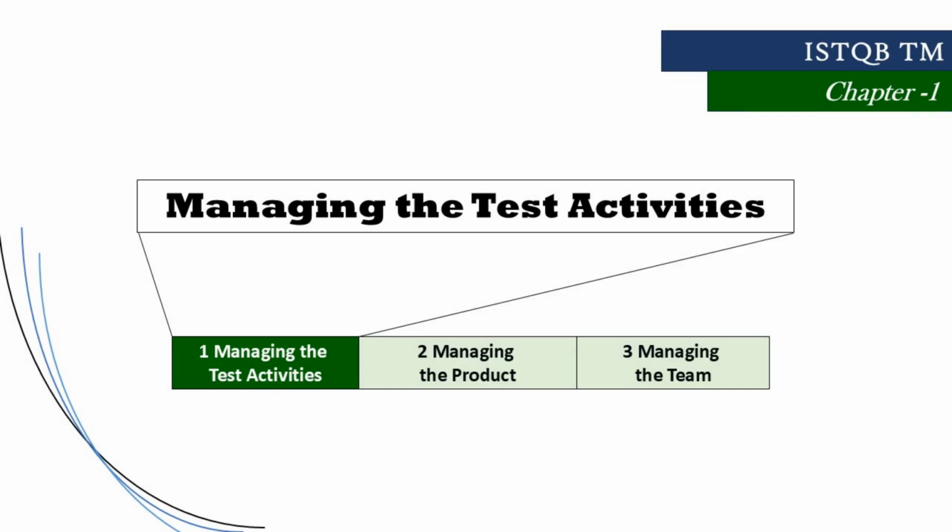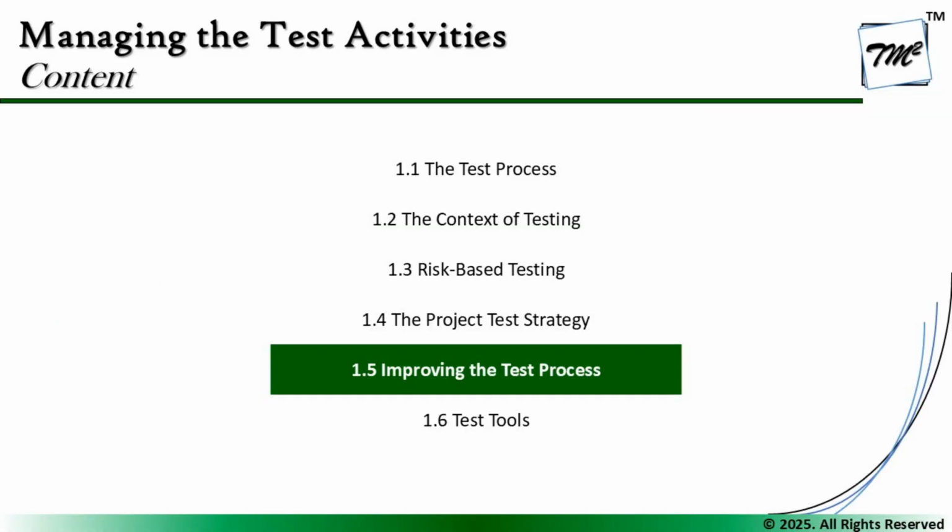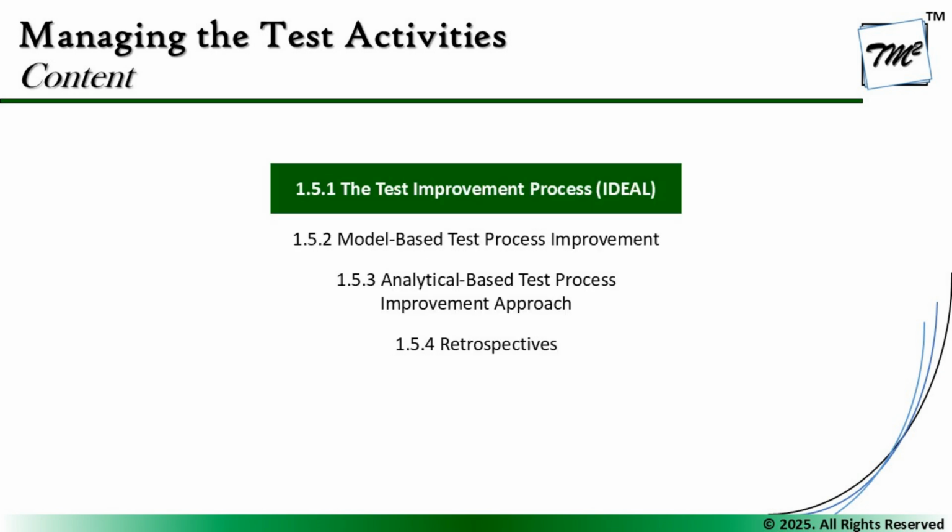Welcome back to another tutorial on ISTQB Advanced Level Test Management Certification. We are in Chapter 1 talking about managing the test activities, and as a part of today's tutorial we shall be moving on to the next segment, that is 1.5, improving the test process, and picking up the very first subtopic here, that is 1.5.1, the test process improvement, or the test improvement process, which is with IDEAL, and try understanding what it basically takes to improve an existing test process to something really incredible.